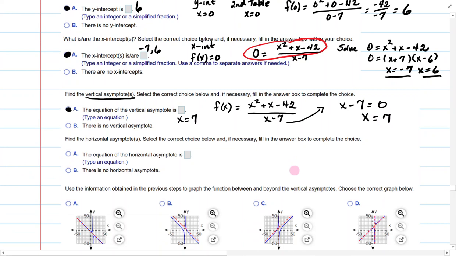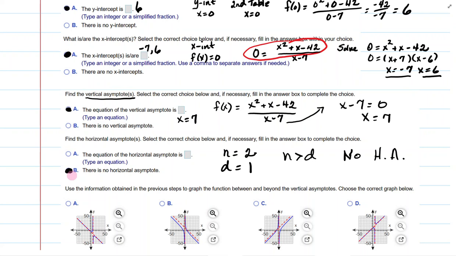Horizontal asymptote. Well, remember that little n was 2 and little d was 1, and when n is greater than d, there is no horizontal asymptote. And by the way, there can never be both a horizontal and a slant asymptote.